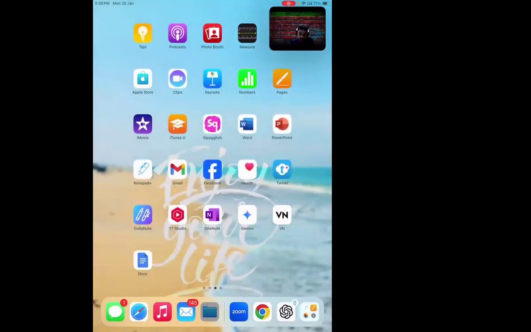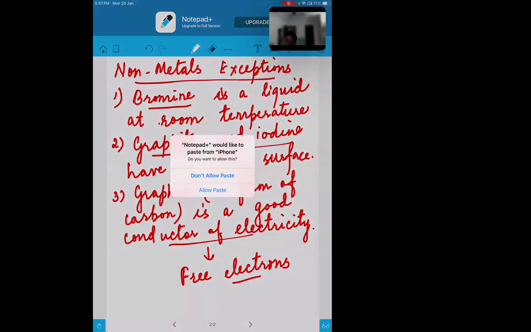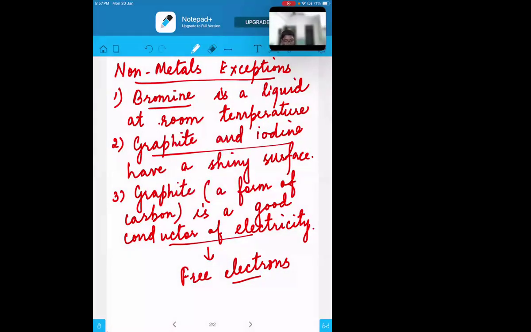Yes, ma'am. So this we are learning actually in depth. We are not touching your NCERT book right now. So we are going beyond that. So for non-metals, we were discussing what the exceptions are.